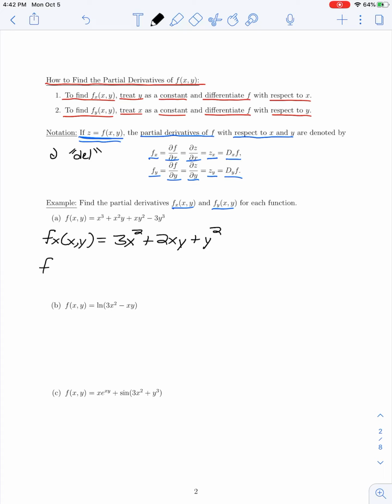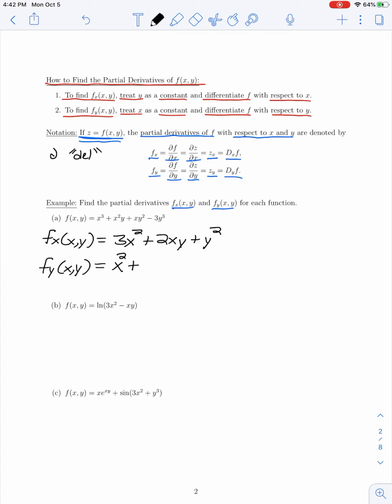Now similarly, the partial derivative of f with respect to y would be found by treating x as a constant and differentiating with respect to y. So our first term, x cubed, would be a constant if we're thinking of x as a constant. So its derivative would be 0. Then we have a plus x squared, a constant, times the derivative of y, which would be 1.